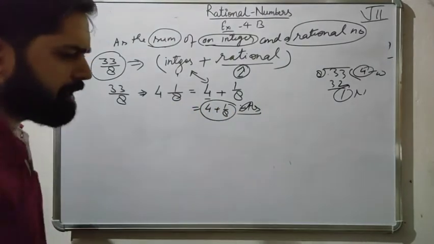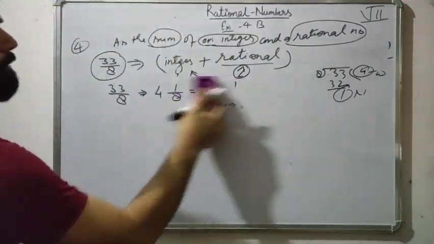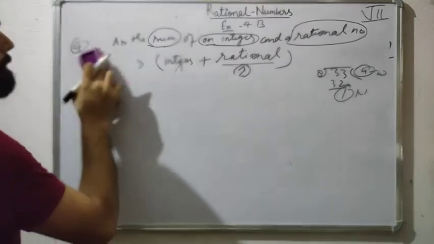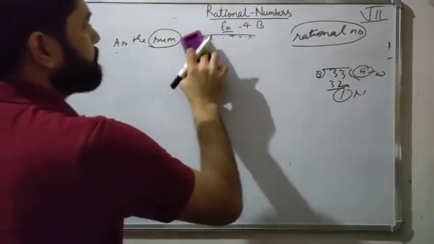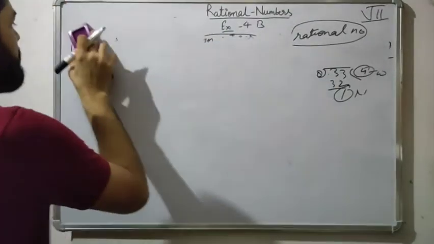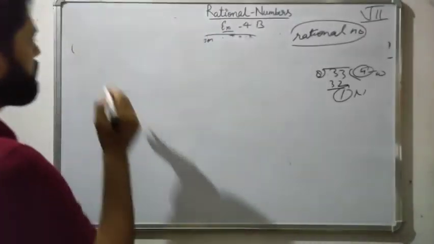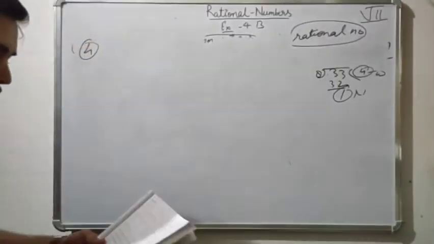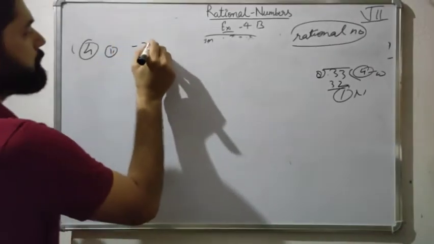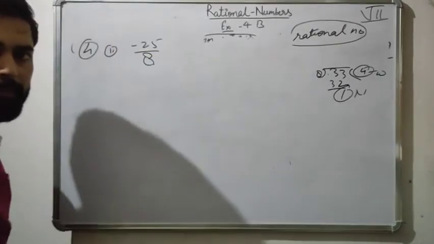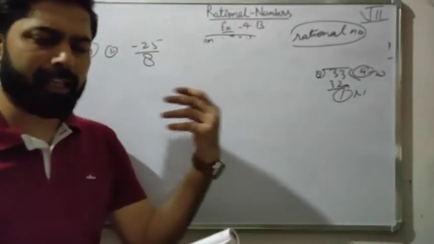This is the answer. Same as this, some questions we can also solve. We take one example, and this is the last example, question number 4. And we take another example. Second question, minus 25 upon 8. When we have a minus, don't think about the minus, so we can solve easily.